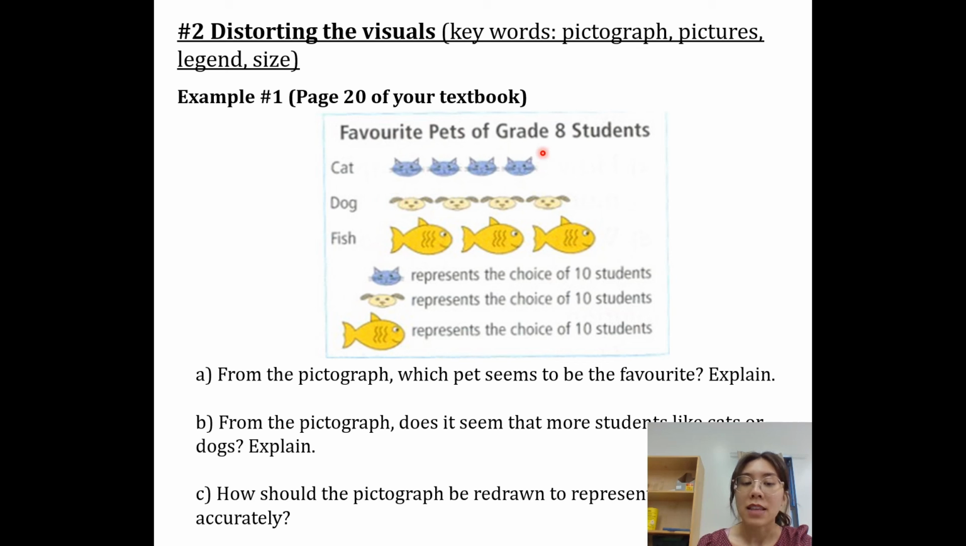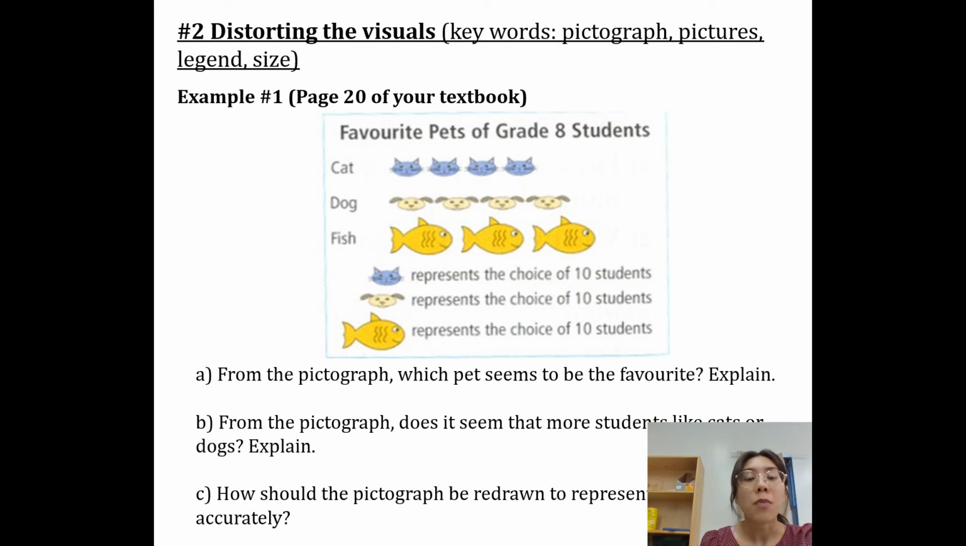And same thing with cats and dogs. It seems like more students like dogs because the dog symbol is a little bit larger than the cat symbol. However, the number of students who like cats and the number of students who like dogs are the same. And so when we look at graphs, it is very important that we be careful of the scale and any distortion in visual imagery that could lead to false conclusions.